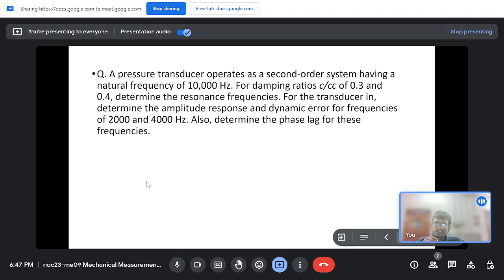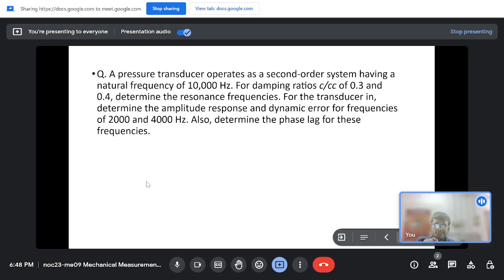So for the transducer given, determine the amplitude response and dynamic error for frequencies of 2000 and 4000 Hz. Also determine the phase lag of these frequencies. What has been given is a pressure transducer which behaves as a second order system. The natural frequency is 10,000 Hz. For damping ratios of 0.3 and 0.4, you have to find the respective resonance frequencies. So that's part 1 of the question.